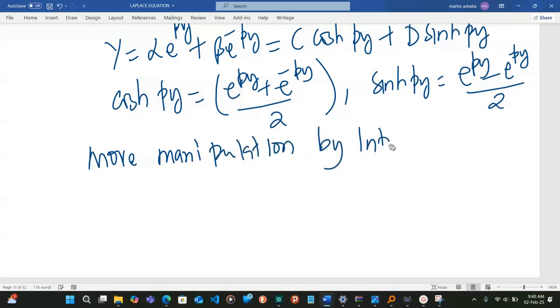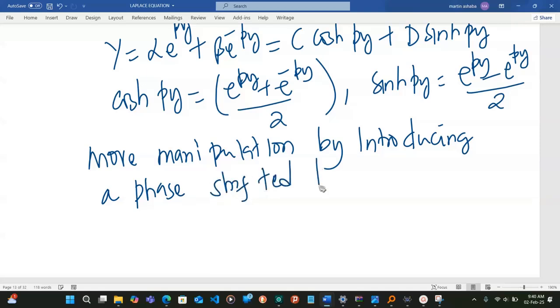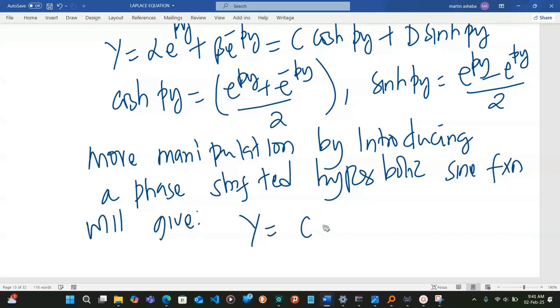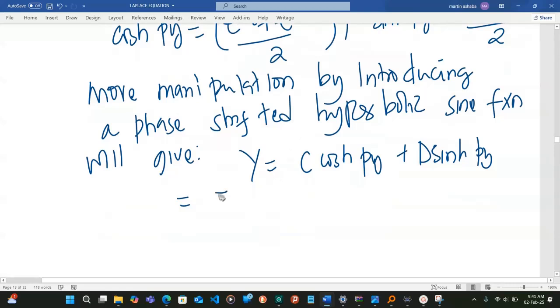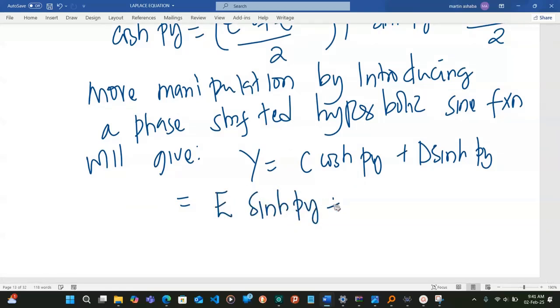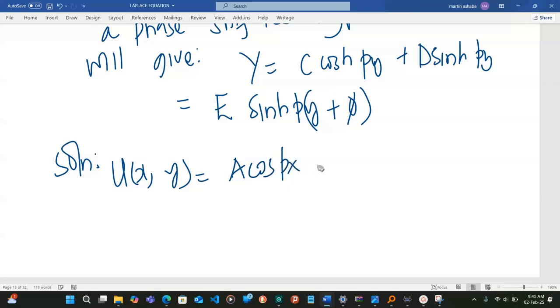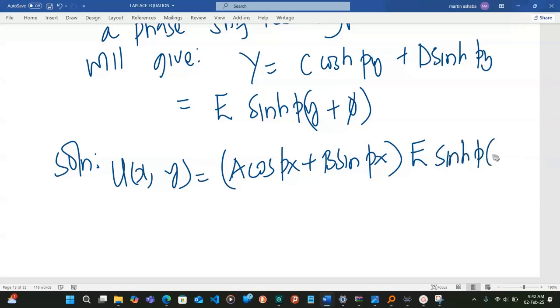So more manipulation, by introducing a phase shifted hyperbolic sine function, will give y is equal to, you will see, c cosh py plus d sinh py will equal, with a phase shifted hyperbolic sine function, a constant times hyperbolic sine of py plus phi. Okay, so that means the solution becomes u(x,y) equal to a cos px plus b sin px, times e, which is an arbitrary constant, times the hyperbolic sine of py plus the phase.